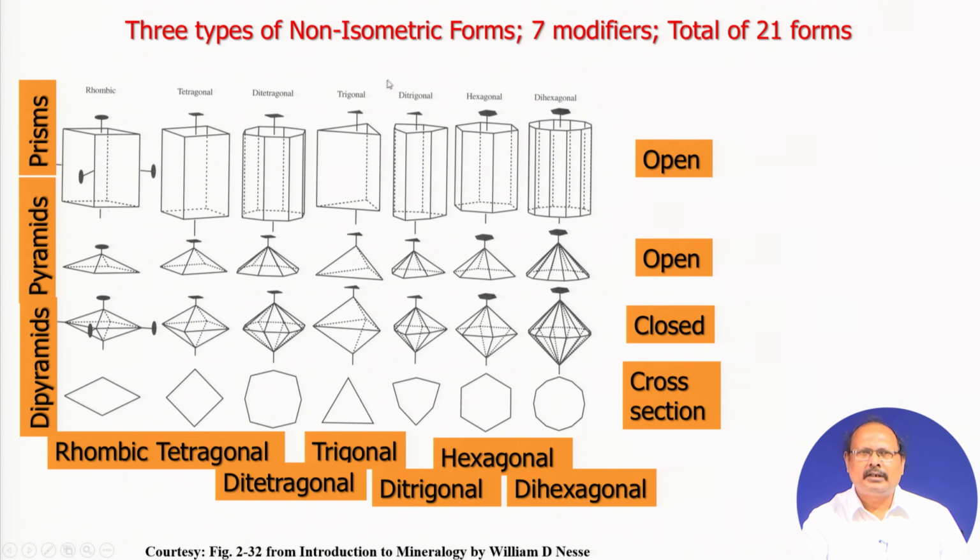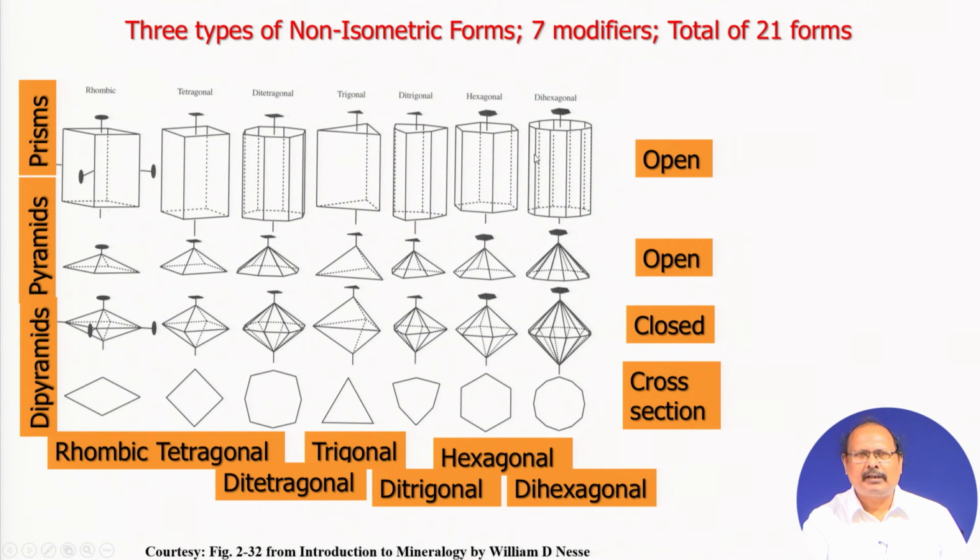So, this we call a ditrigonal prism here, and the one where we have only 3 prism faces here, we will simply call a trigonal prism here. And in this case, you have a hexagonal prism here, there are 6 faces here, and if you have 6 times 2, 12 faces here, then we call it a dihexagonal prism here.